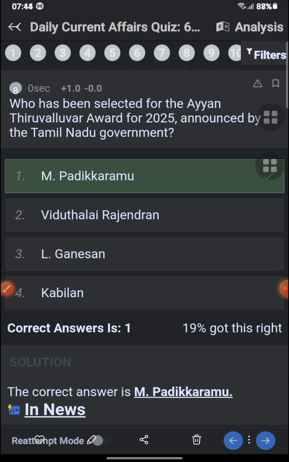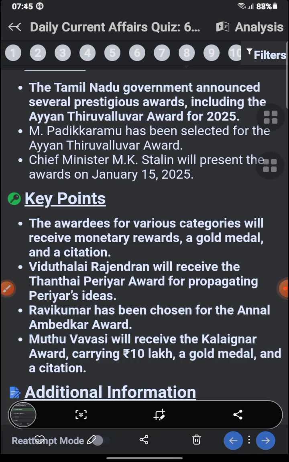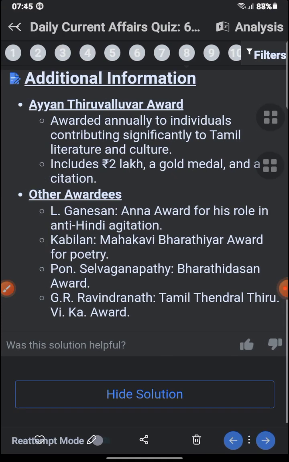Who has been selected for the Ayan Thiruvalluvar Award announced by the Tamil Nadu government? It was Paddi Karamu. So the Tamil Nadu government announced several prestigious awards, including the Ayan Thiruvalluvar Award, and Paddi Karamu has been selected for it. Chief Minister Stalin will be present, and the awards in various categories will receive monetary rewards. And Viduthalai Rajendran will receive the Thanthai Periyar Award. So that is all important. This award annually recognizes contributions to Tamil literature and culture.